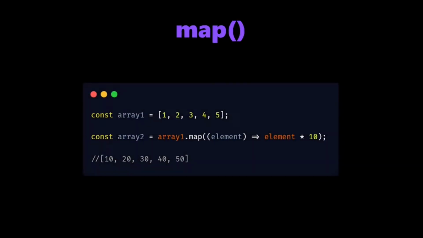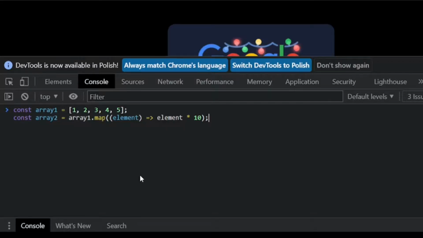We have an array of numbers and we are going to create another array using the map method. We are mapping through this array with each element and we are multiplying each element by 10. And this is our output of the second array. As I mentioned before, the map method is creating a new array. So it's not actually changing this first array.